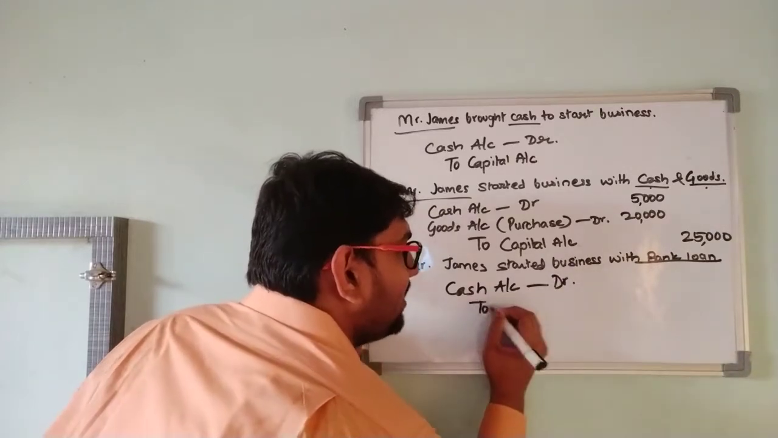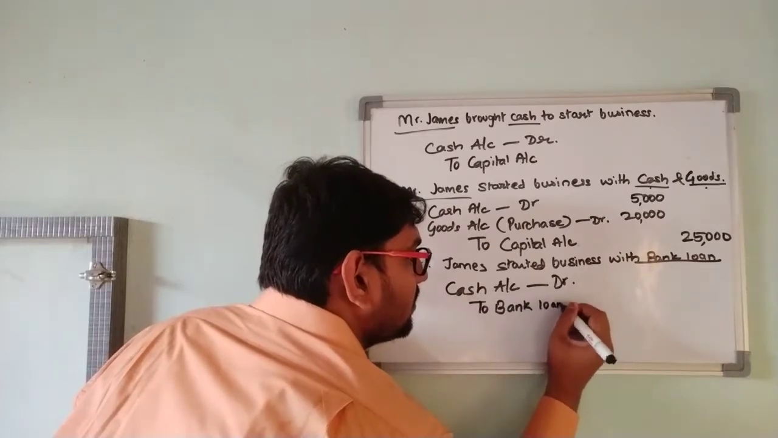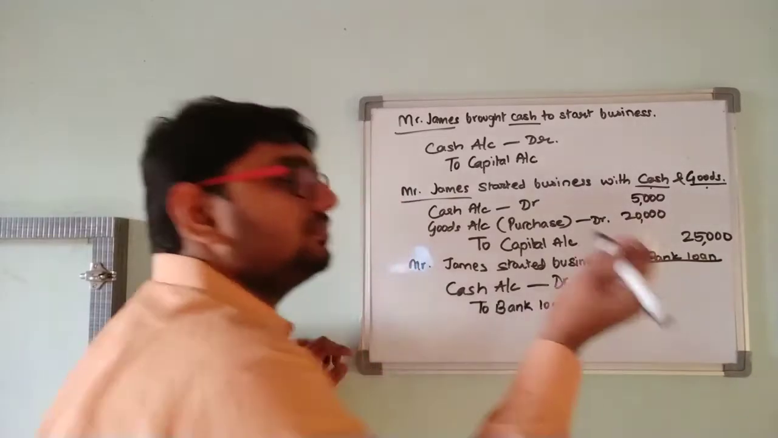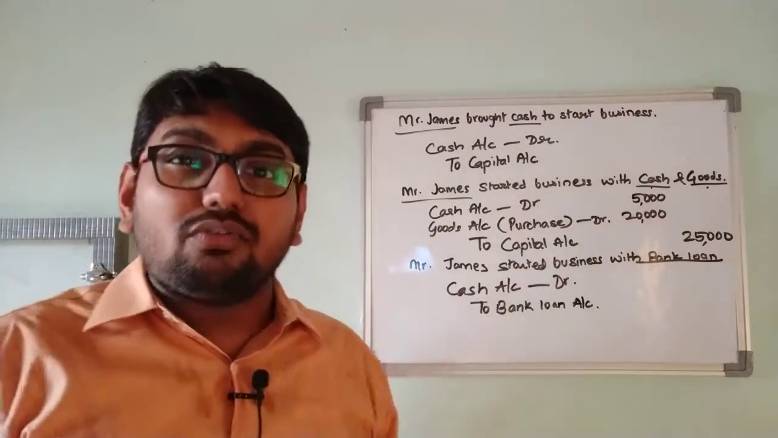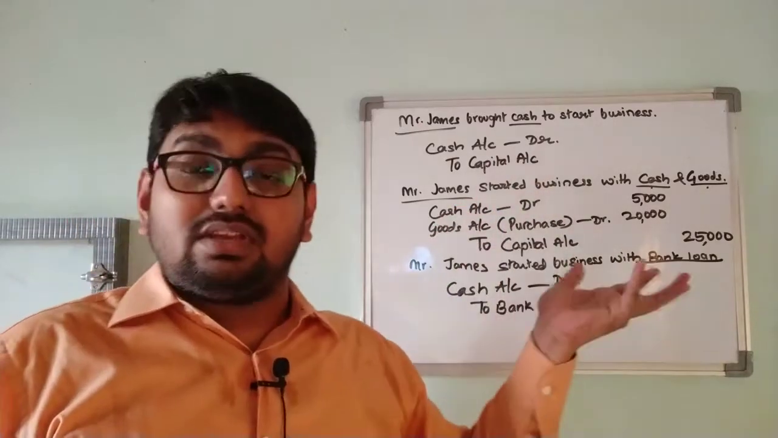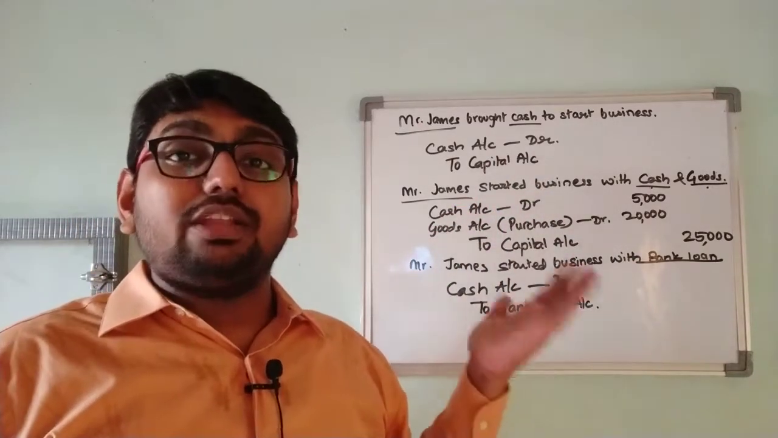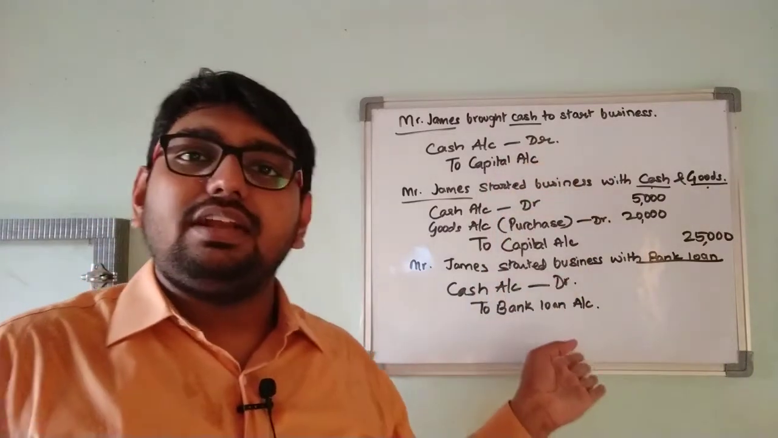And I will credit bank loan account. So always remember, whenever the funds are borrowed from someone, not only from the bank, even if Mrs. James is giving this money, then too I cannot term it as capital. So this is how you pass the entries for capital.